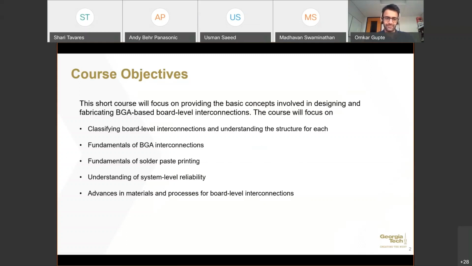Specifically, we'll be talking about first classifying board-level interconnections and understanding the different structures for different interconnections. And then we'll go into the details of ball grid array, or BGA, type interconnections, talk about the solder paste printing process and the fundamentals of the process, understand the importance of the board level assembly and system level reliability, and then finally understand the recent advances in materials and processes in the board level interconnections area.